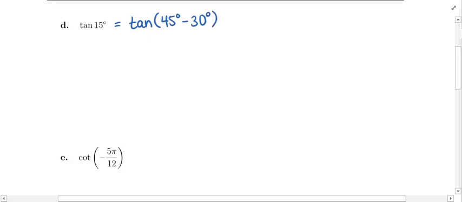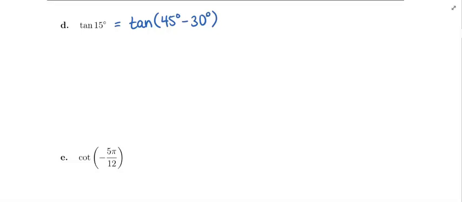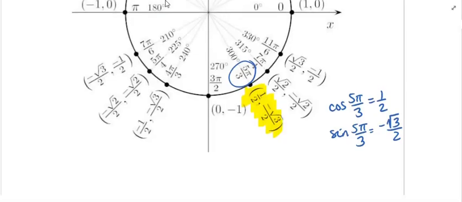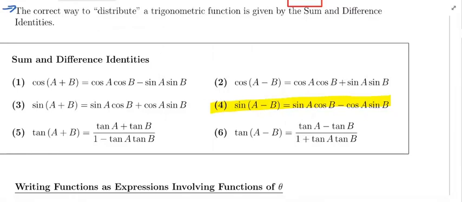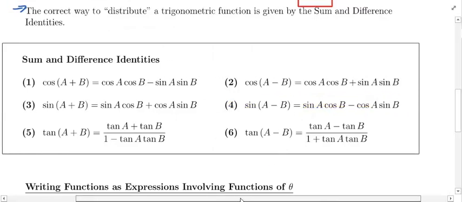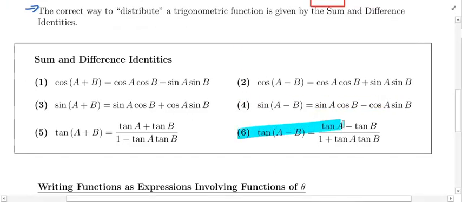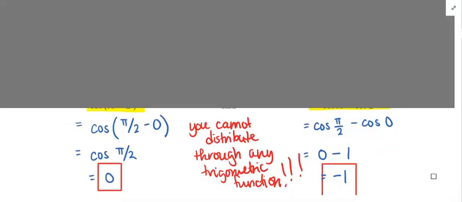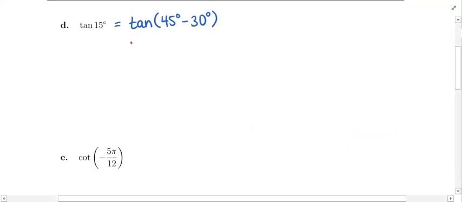All right, so we need to go to our sum and difference formulas. We have a tangent formula and we're subtracting, so it's going to be the difference formula for tangent. So if we go back to page 1 and look at these formulas in the box, this is going to match up with formula number 6, where you have tangent of A minus B. So I'm going to go ahead and write this down. We have the tangent of A minus B.